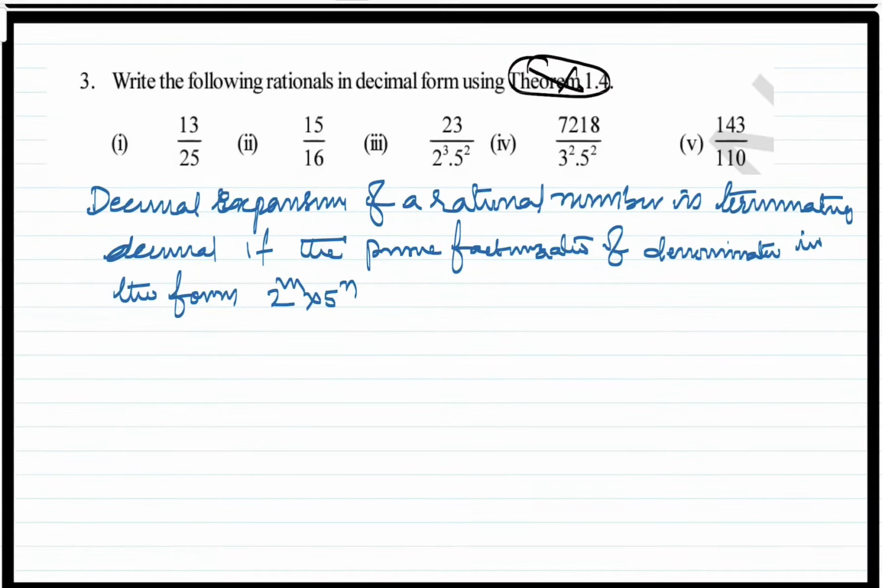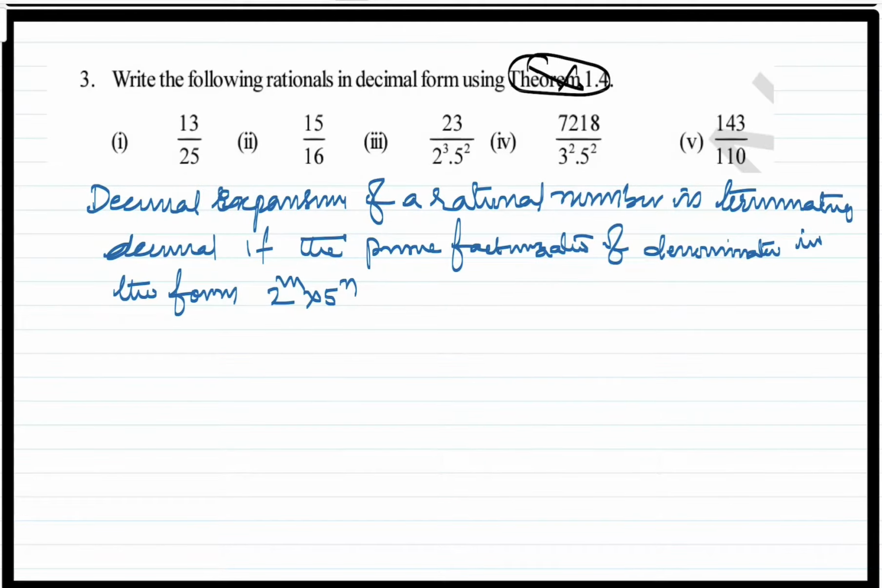So the decimal expansion of the rational number is a terminating decimal if the prime factorization of the denominator is in the form of 2 to the power of m, 5 to the power of n. So first we can say whether that is terminating or not. After that, the decimal representation also you can give. Okay, we have to write the decimal form also.